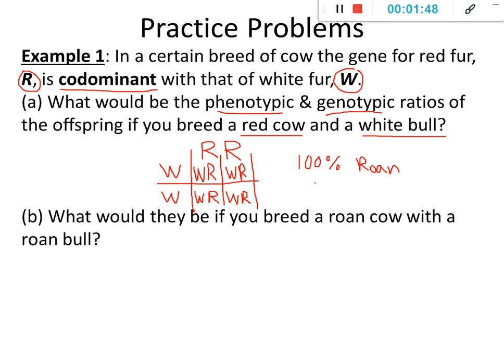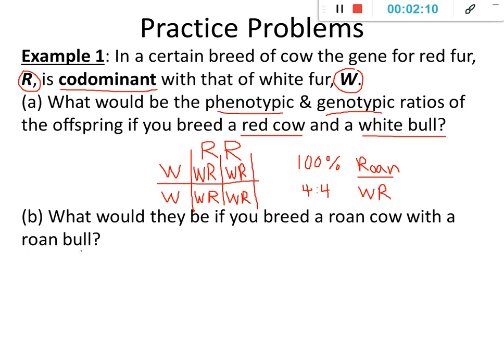Their genotype, all of them, 4 out of 4, another way of saying 100%, are going to be heterozygous for white and red coloring. We refer to that as being roan as their phenotype.